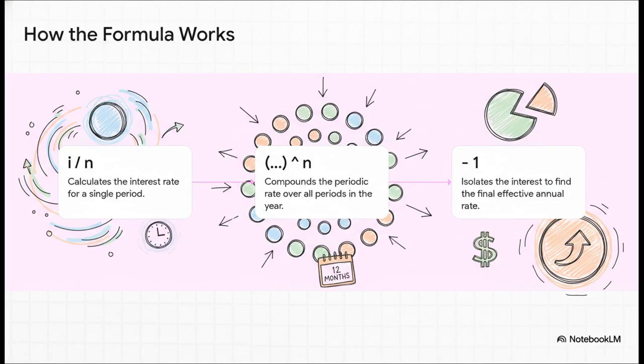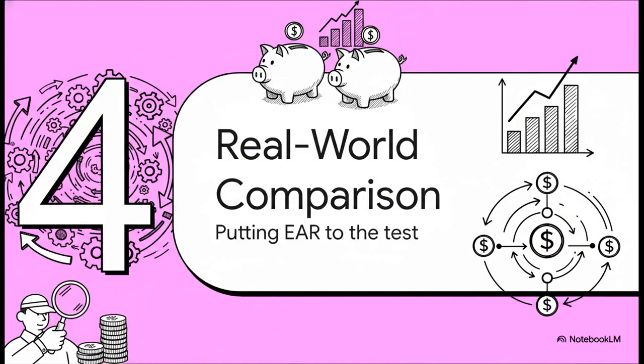Then, the 1 plus I over N to the nth power takes that small periodic rate and compounds it for all the periods in the year. The 1 in there represents our original principal, so when we subtract it out at the end, we're left with just the interest part, which is our effective annual rate. Okay, theory time is over. Let's apply this formula to our two 6% loan offers.